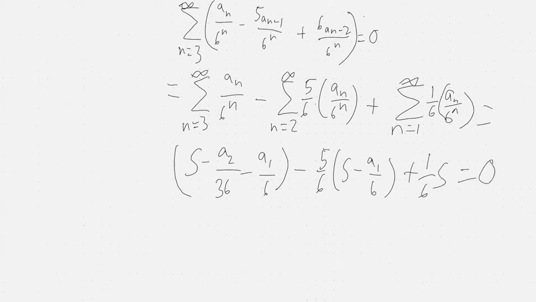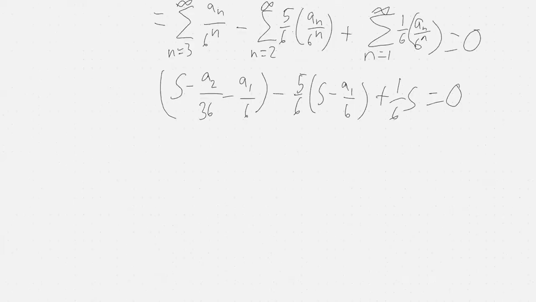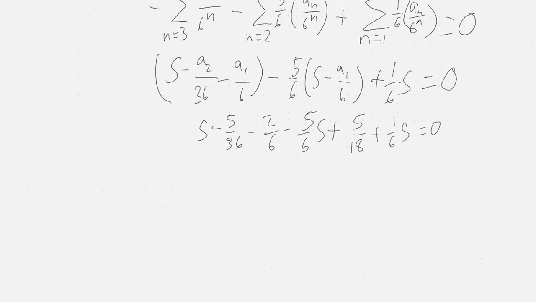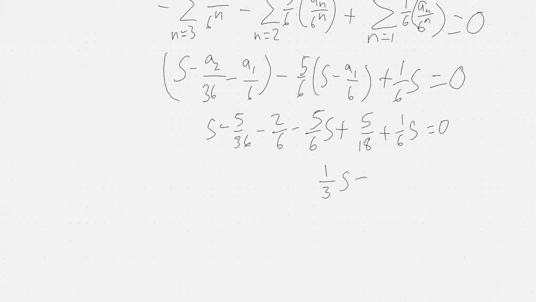So now you can just calculate s. So you have s minus 5 over 36 minus 2 over 6 minus 5/6 s plus 5 over 18 plus 1/6 s equals 0. And you get 1/3 s equals 7 over 36 and s equals 7 over 12. So this is a solution if you don't know characteristic equations. Are there any questions on that? Either of the solutions?